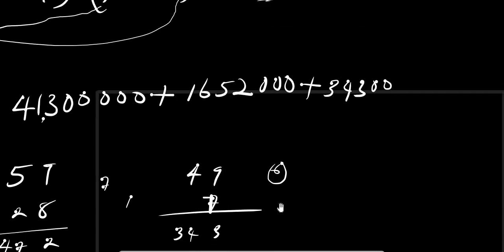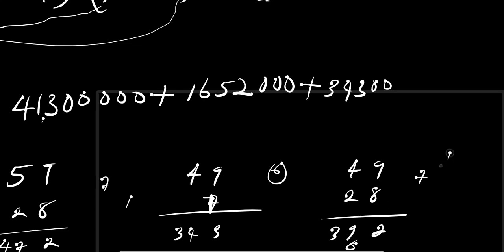So you come over here. 49, 28. Right? So you have 8 times 9. That is 72. 2 carry over 7. 8 times 4. That is 32. 32 plus 7. That is 39. Have you seen it? So 2 times 9, 18. 8 carry over 1. 2 times 4 is 8. 8 plus 1, that is 9.